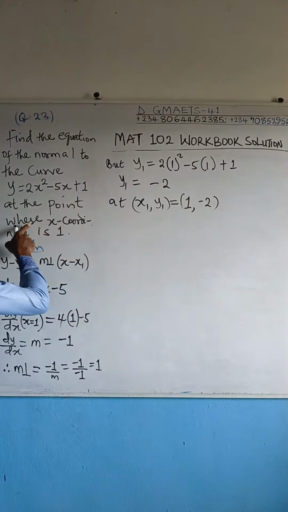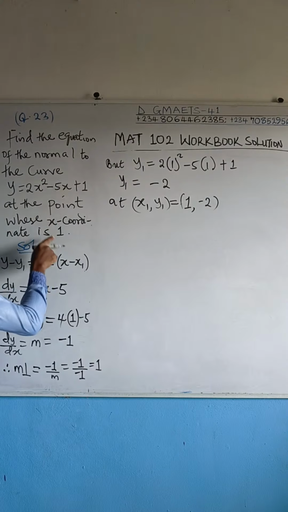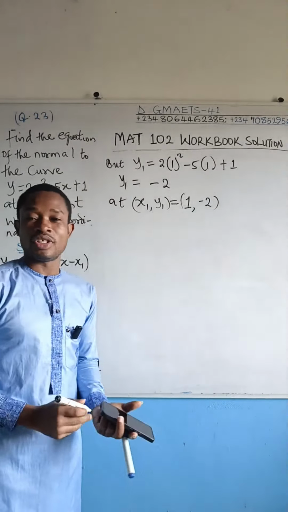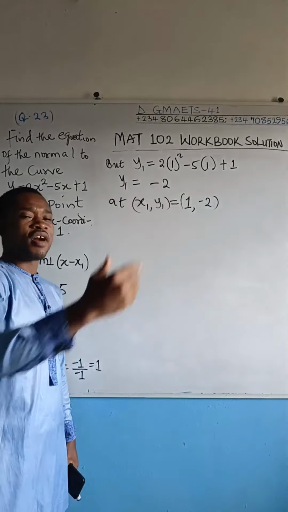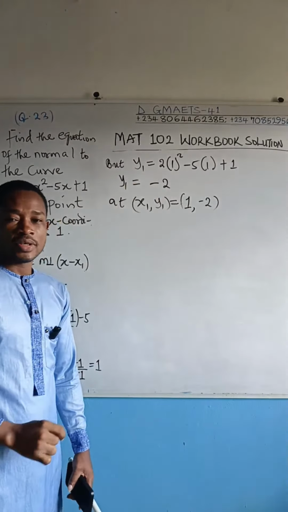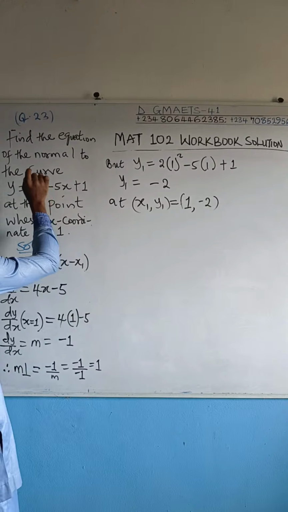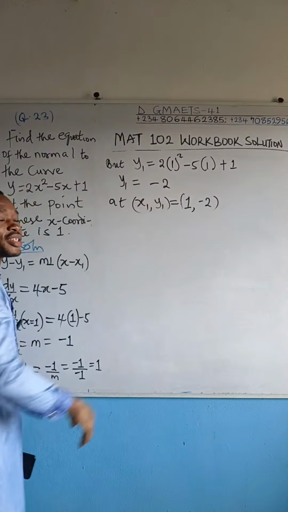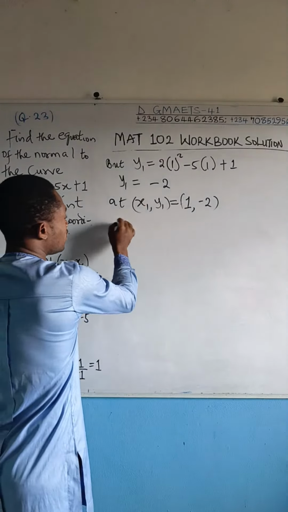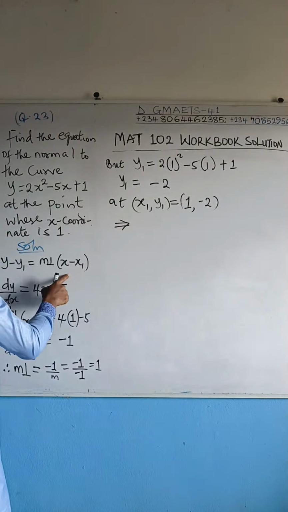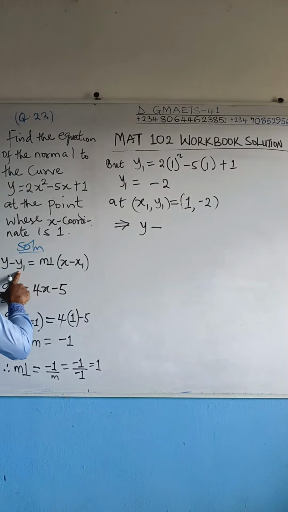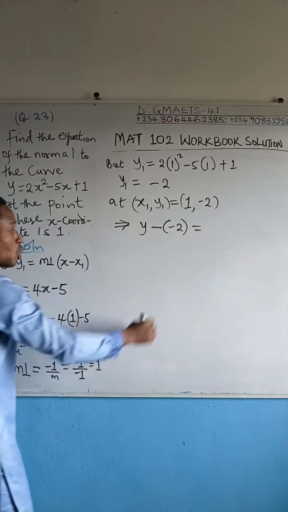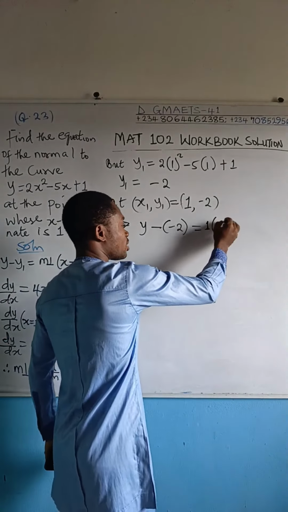At that point where the normal touches the curve, the value of x there is 1. And for any x value, you can get a corresponding y value. Like if you're plotting a graph, you use x and y values to locate a point. So at that point where this normal met that curve, the x value is 1 and the y value there is minus 2. So you call that x1, y1. So this implies that at this point, you now use this equation: y minus, in place of y1, put minus 2, that's equal to the gradient of the normal line, which is 1, then multiply it by x minus x1.